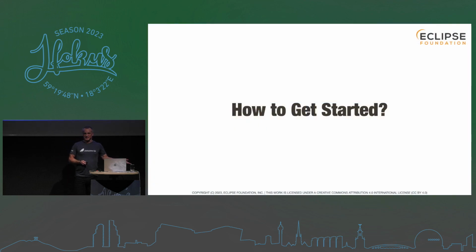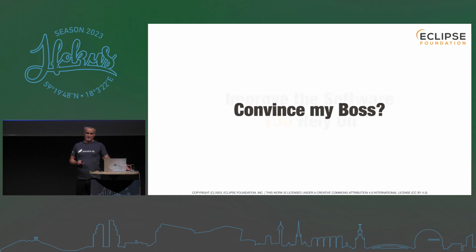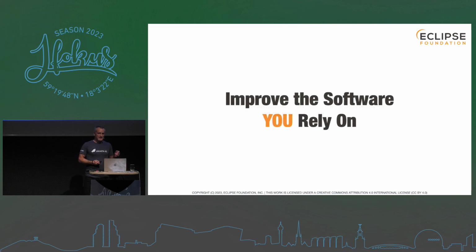So how do I get started then? How do I convince my boss? Well, first of all, improve the software you rely on. So if you are using an open source framework in your organization that your organization is relying on, well, contribute upstream to it. That's how you convince your boss. We make the stuff we rely on better.